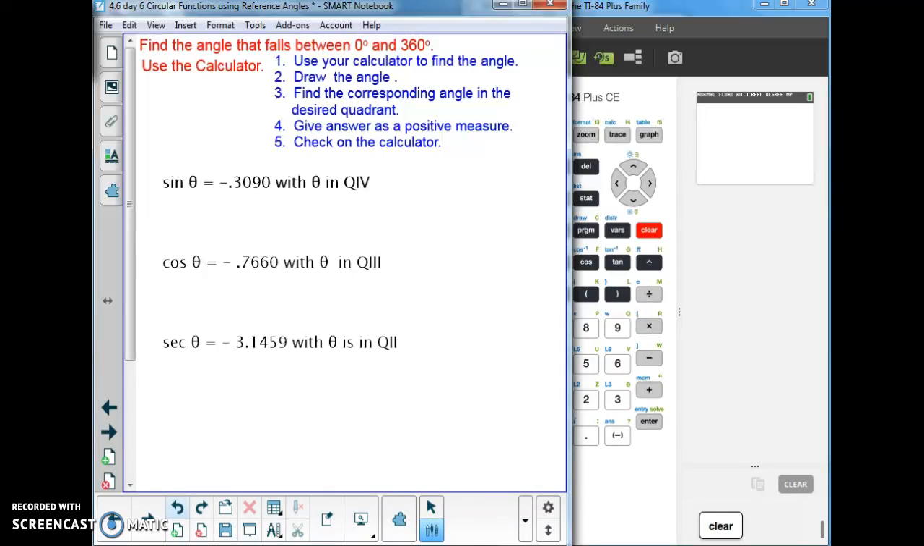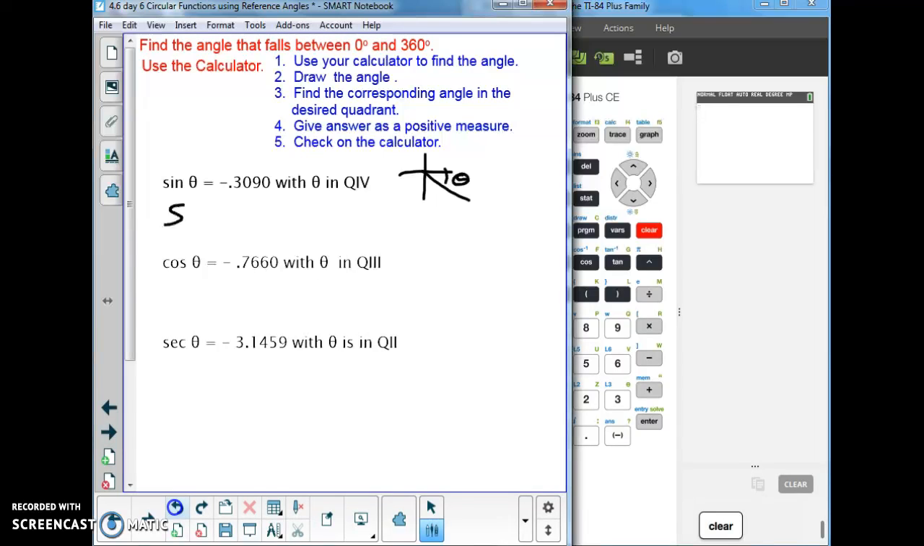So I have the sine of some angle is negative 0.309, and theta is in quadrant 4. Well, if it's in quadrant 4, I know it's going to be down there. So that means my angle, if I were to start from the origin and work my way all the way around, is at least 270, but less than 360 degrees. So what I'm going to do is figure out what this little reference angle is. What is that little theta right in there that gives me the value of 0.309?